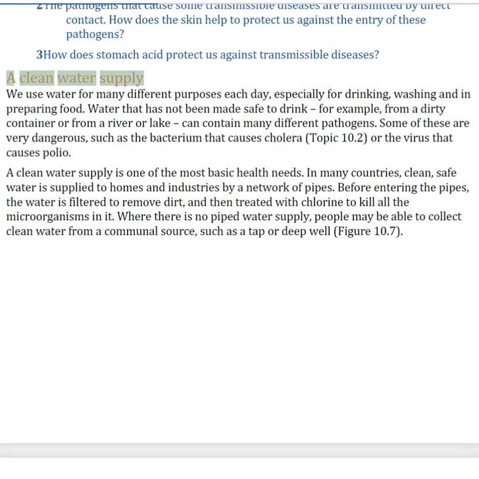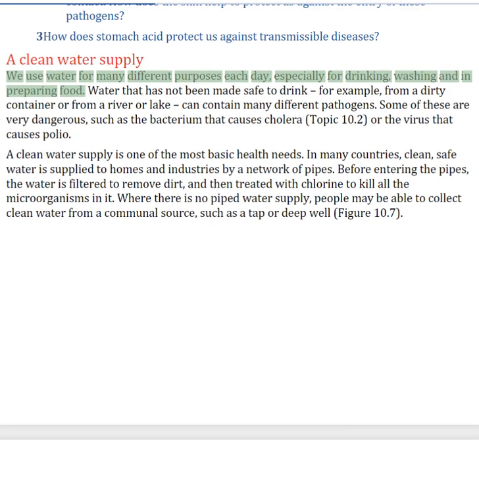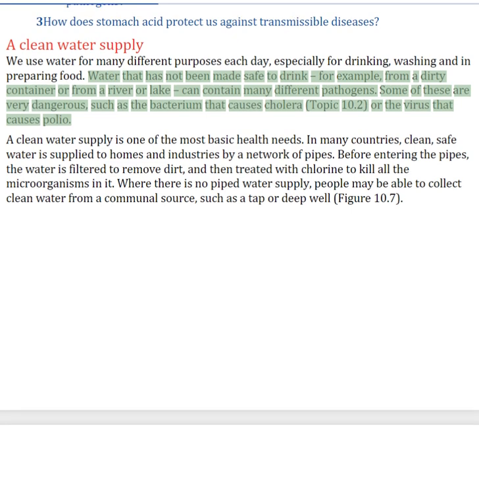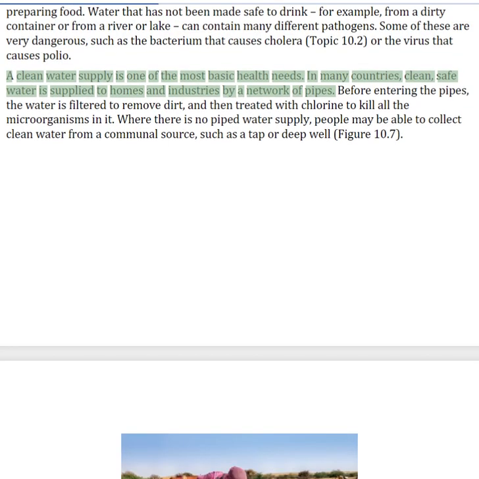A clean water supply. We use water for many different purposes each day, especially for drinking, washing, and in preparing food. Water that has not been made safe to drink, for example, from a dirty container, or from a river or lake, can contain many different pathogens. Some of these are very dangerous, such as the bacterium that causes cholera, or the virus that causes polio. A clean water supply is one of the most basic health needs.